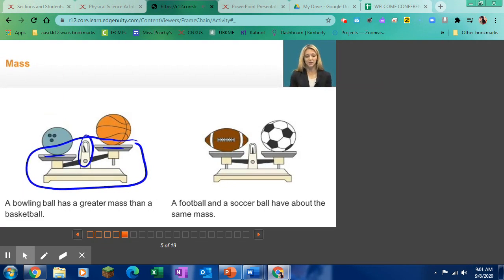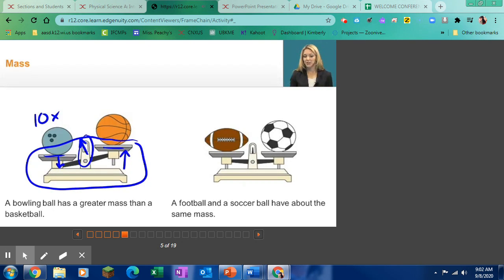So if you look at this first one here, you can see a bowling ball and a basketball. The bowling ball obviously has a much greater mass than the basketball. Actually, it has about 10 times the amount of mass as the basketball. And you can tell this because the balance has moved all the way down on this pan under the bowling ball, and the pan underneath the basketball is up high. The pointer in the center is also pointing toward the bowling ball.